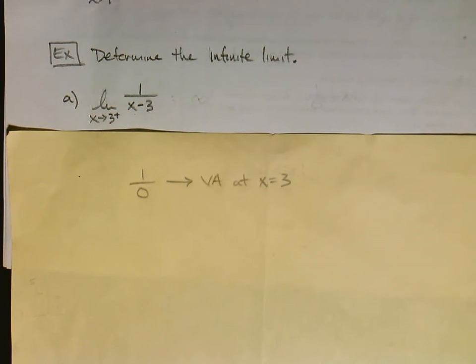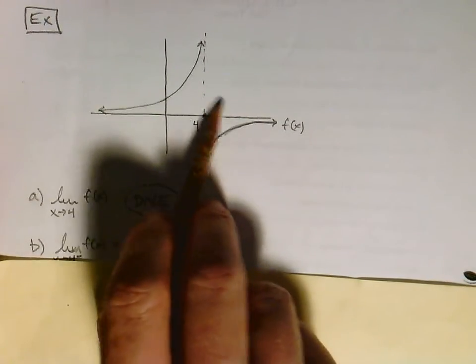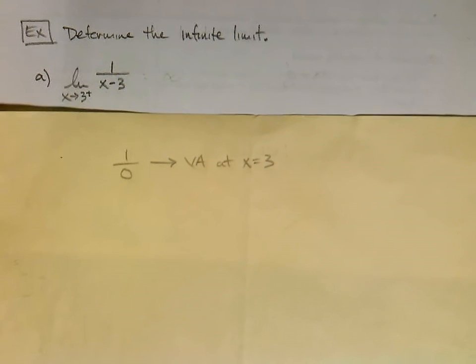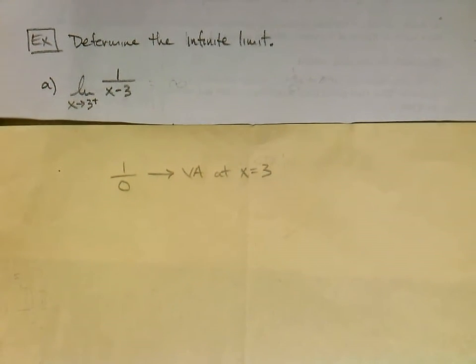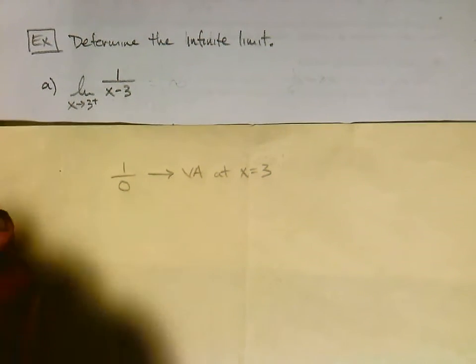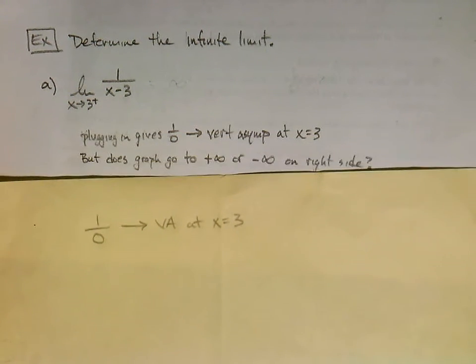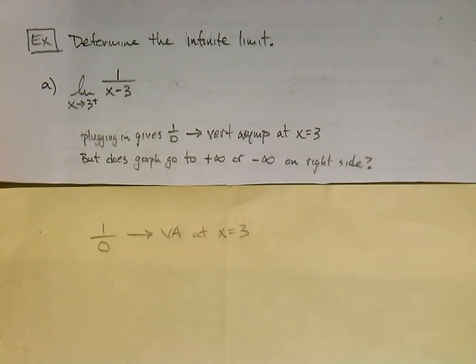If there's a vertical asymptote, well then, just like in our drawing back here, there's only two possibilities for the answer. It's either going up or it's going down. So we got to figure out, is the answer to this question infinity or is it negative infinity? There's only two possibilities. And we're talking about the right side of 3. Okay, here's how we're going to do it. There it is in words. Okay, great. Plugging in gives 1 over 0, so there's a vertical asymptote there. But does the graph go up to positive infinity or negative infinity on the right side?